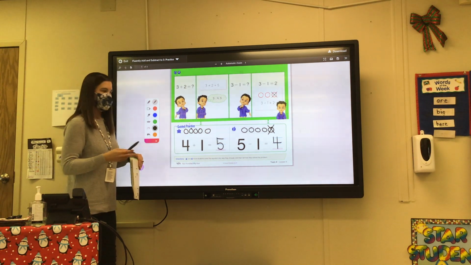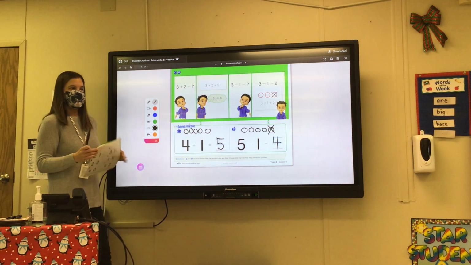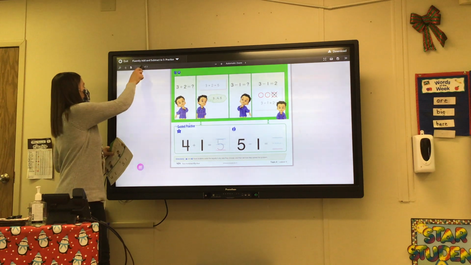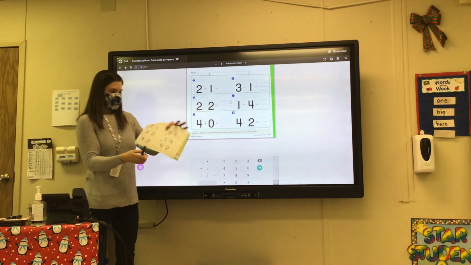Okay, look at the related facts too. 4 plus 1 equals 5, 5 minus 1 equals 4. All right, let's go to the next page. Just flip, please. Flip it over.